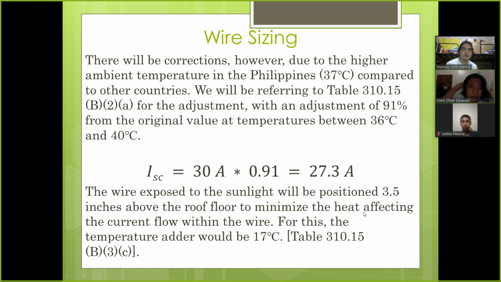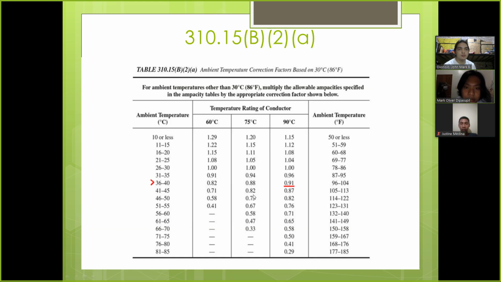Sabi nga, there will be corrections, however, due to the higher ambient temperature in the Philippines, which is 37 degrees Celsius compared to other countries. Paano natin i-adjust yan? Re-refer tayo ngayon sa table 310.15 B2A, with an adjustment of 91% from the original value at temperatures between 36 degrees Celsius and 40 degrees Celsius. That is table.